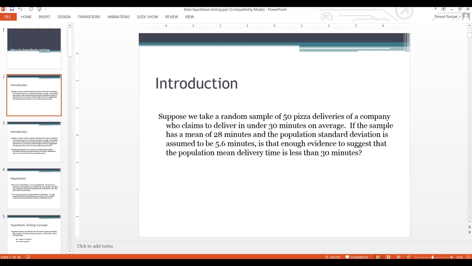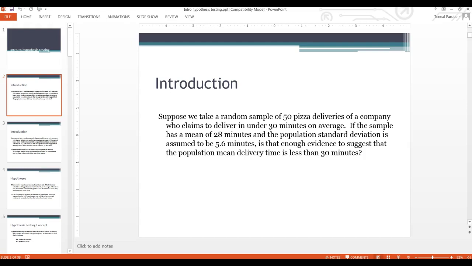So here's an example we can start with. We've got a random sample of 50 pizza deliveries from a company that claims they deliver in less than 30 minutes on average. So in our sample of 50, we have a mean of 28 minutes for delivery, and if we're assuming the population standard deviation is 5.6 minutes, we want to know, is that enough evidence to suggest that the population mean delivery time is less than 30 minutes?